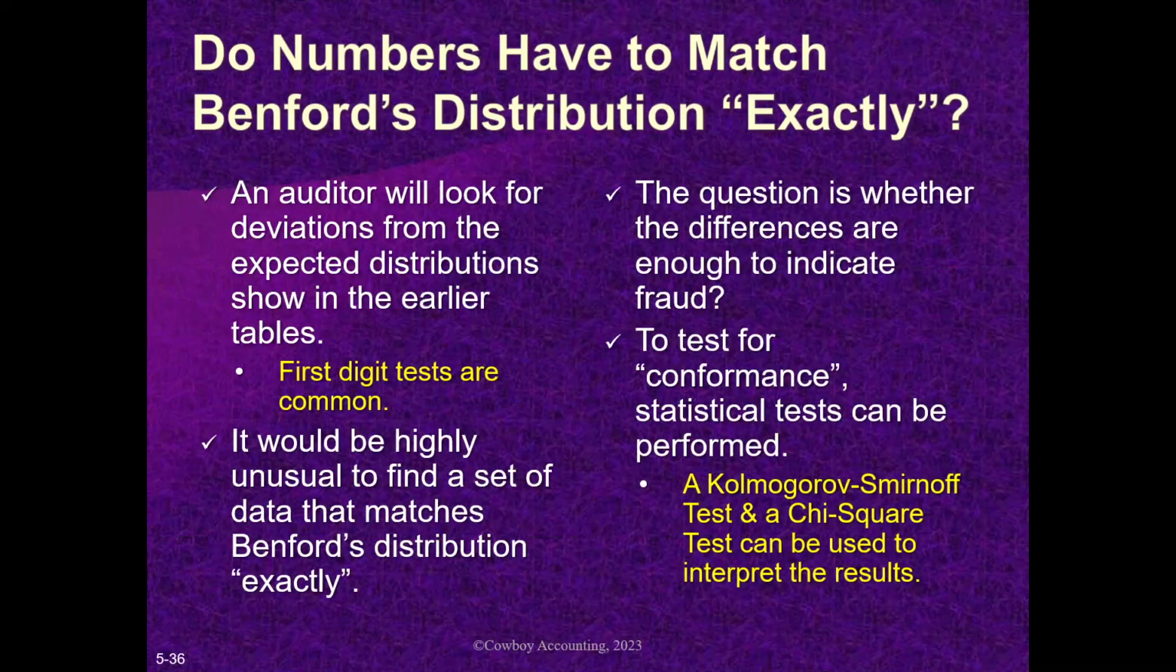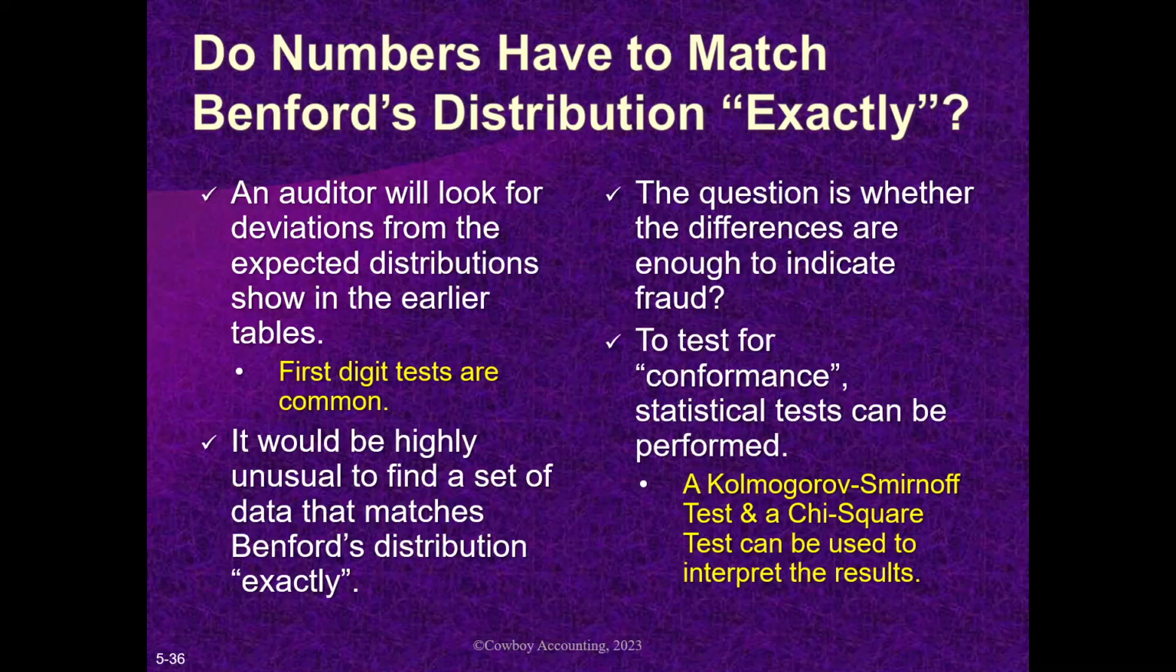So what will happen generally is an auditor will look for deviations from those expected distributions in the tables. Okay, first digit tests are the most common kinds of tests, though we will run, as you saw, second digit tests. It's a good opportunity sometimes to run tests on the second digits. It'd be highly unusual to find a set of data that matches Benford's distribution exactly. Okay, it's just not really going to happen because people's behaviors don't always behave exactly in the order that we expect them to. So the real question is whether the differences between Benford's distribution and the distribution that we find are large enough to indicate a problem in the data.